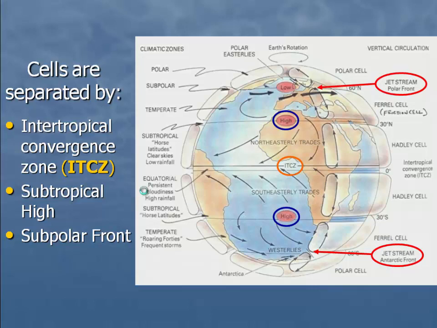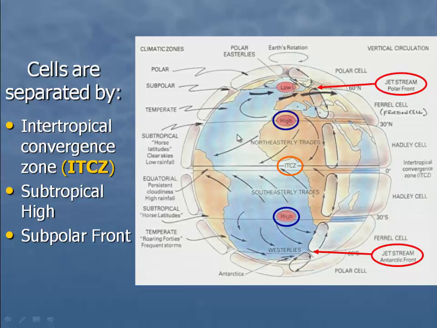The different cells are separated by three sort of features. The Hadley cells are separated by the ITCZ, this area of rising air. So we have easterly winds converging at the equator. That air rises. We have lots of persistent cloudiness, lots of rainfall. A lot of your rainforests will be found in the ITCZ regions. That's an area of rising air. Where the air is sinking and diverging away, we find some of the world's largest deserts, like the Saharan Desert, where we have subtropical high pressure. The air is sinking and diverging away at the surface, so you're not going to have very many clouds or precipitation.